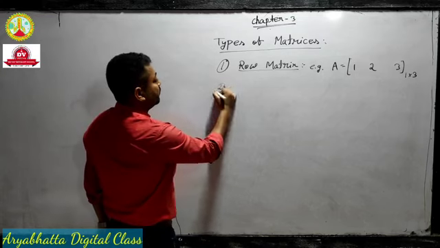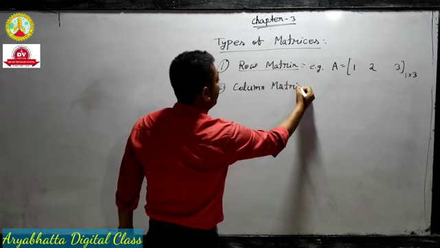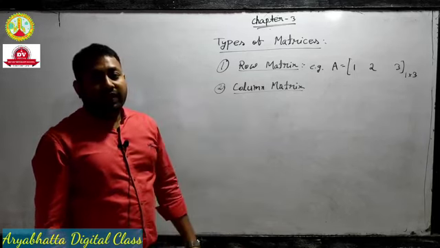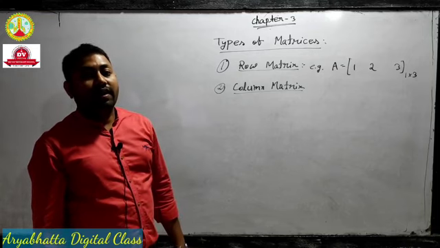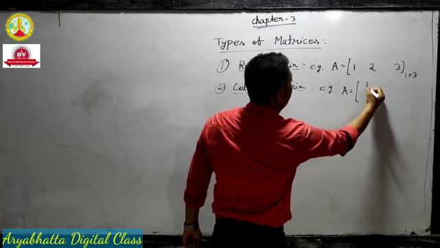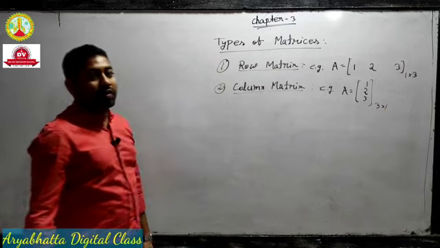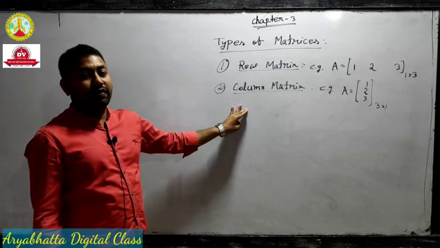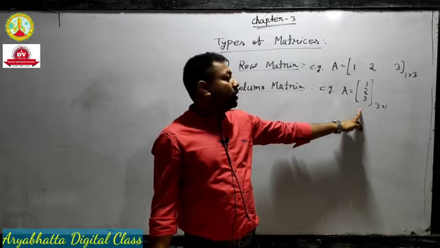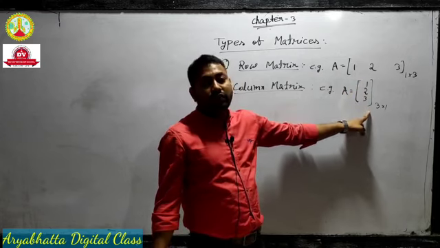Next, column matrix. What is a column matrix? A matrix that has only one column and any number of rows is called a column matrix. For example, A equal to 1, 2, 3 of order 3 by 1. A matrix is called a column matrix if the number of columns is only 1 and it has any number of rows.